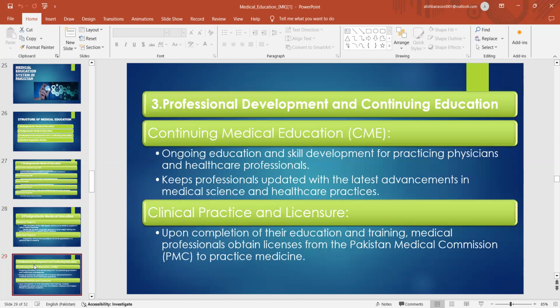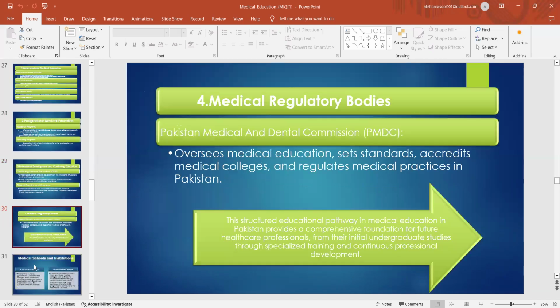Professional development and continuing medical education, ongoing education, and skill development for practicing physicians and healthcare professionals. Keep professionals updated with the latest advancements in medical science and healthcare practices. Clinical practice and licensure. Upon completion of their education and training, medical professionals obtain licenses from the Pakistan Medical Commission to practice medicine. Medical regulatory bodies.